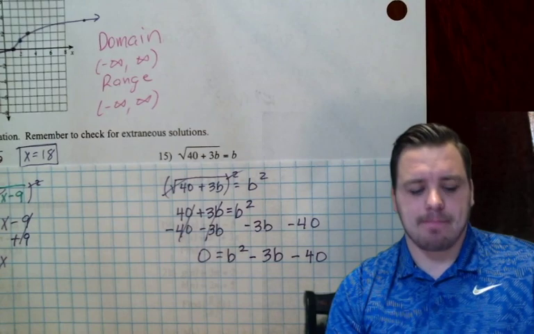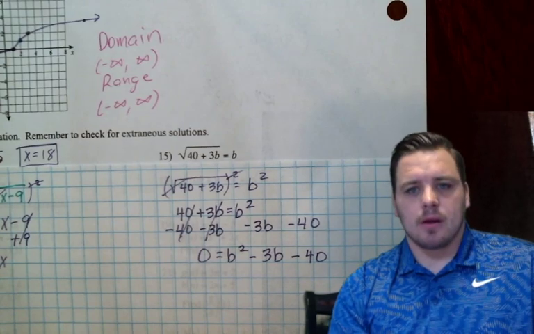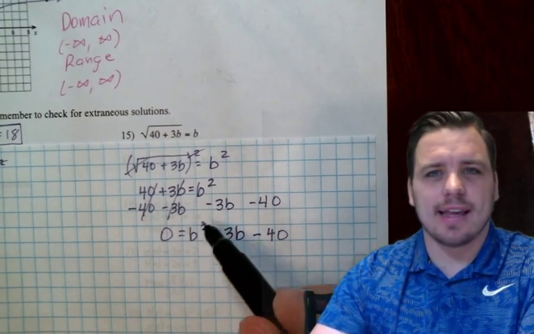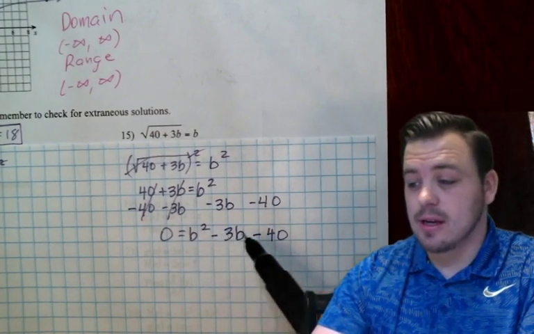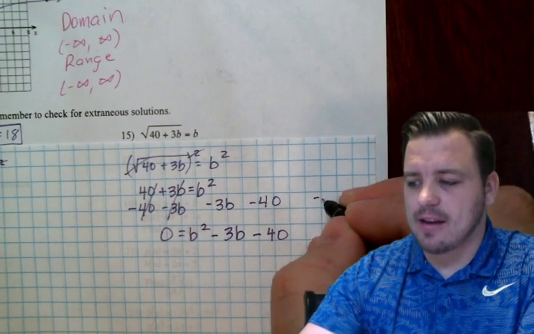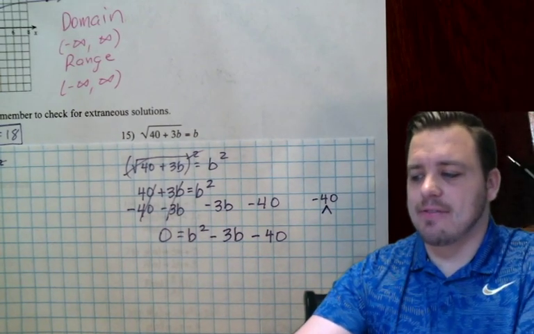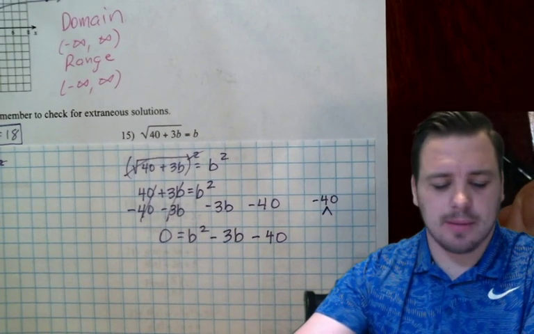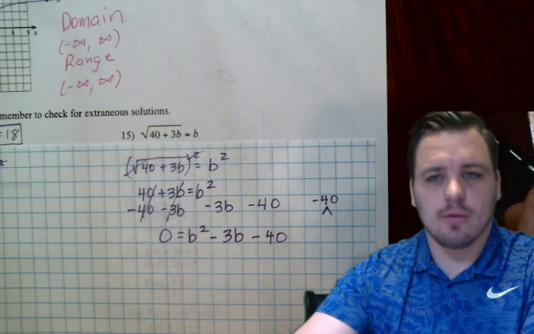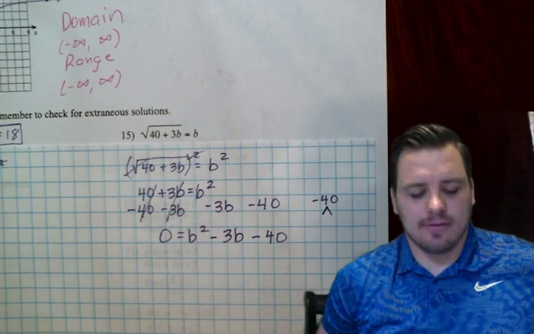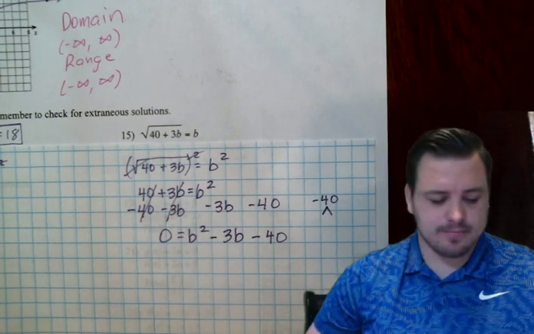All right. Good question, no? Then from here, I need to factor this. This is a quadratic equation, so I need to factor it. So what will multiply to be negative 40, but add to be negative 3? Somebody type that into the chat box. What will multiply to be negative 40, but add to be negative 3?